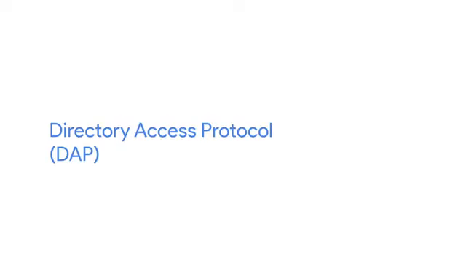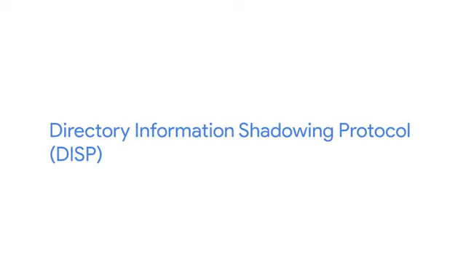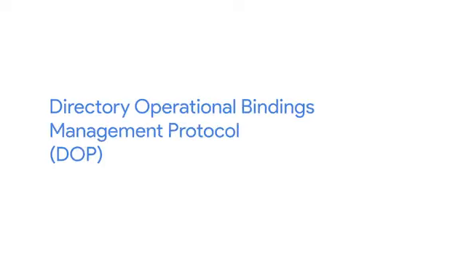Directory services became an open network standard for interoperability among different software vendors. In 1988, the X.500 directory standard was approved and included protocols like Directory Access Protocol or DAP, Directory System Protocol or DSP, Directory Information Shadowing Protocol or DISP, and Directory Operational Bindings Management Protocol or DOP.